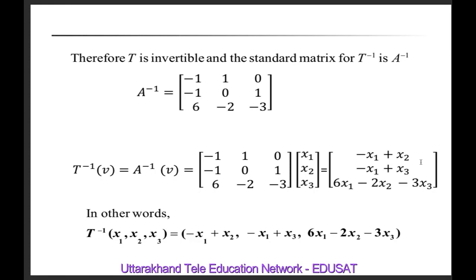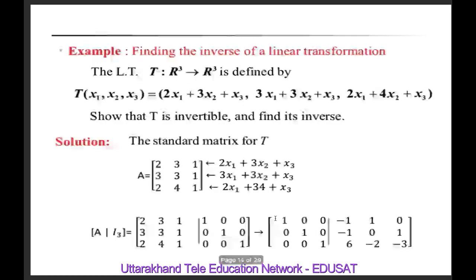So we have obtained this column matrix. Therefore we can write T inverse of (x1, x2, x3) is equal to (minus x1 plus x2, minus x1 plus x3, 6x1 minus 2x2 minus 3x3). So we have shown that T is invertible and we have calculated its inverse also.